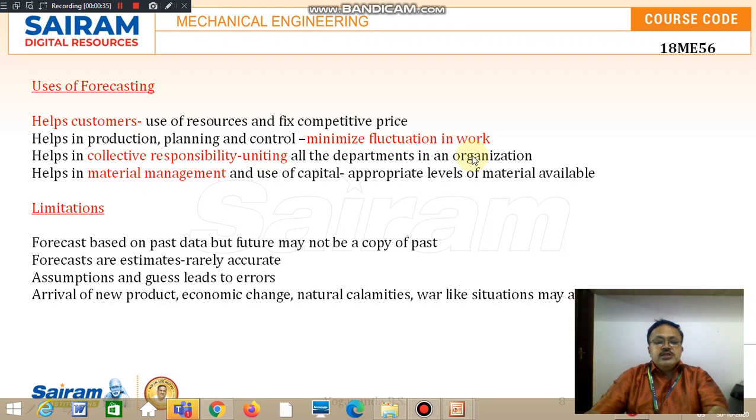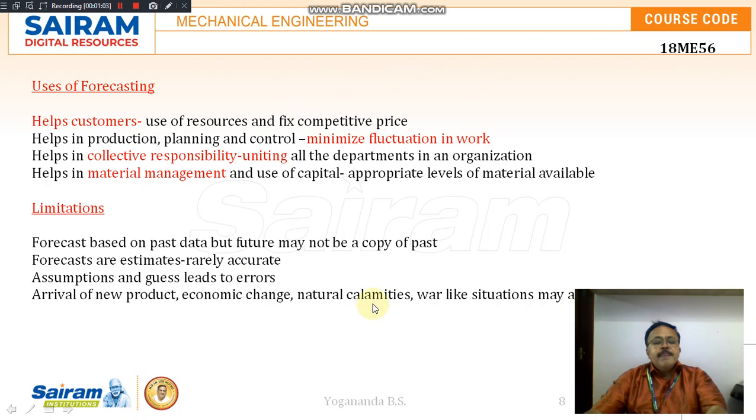The limitations are that forecasting is based purely on past data, assuming the future will be a copy of the past. Forecasts are only estimates, and rarely do they yield accurate results. Assumptions and guesses lead to errors. War-like situations, natural calamities, changes in the economy of the country, or a new product arriving all affect forecasting.